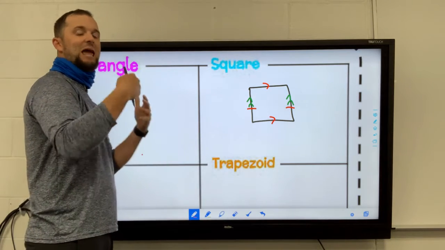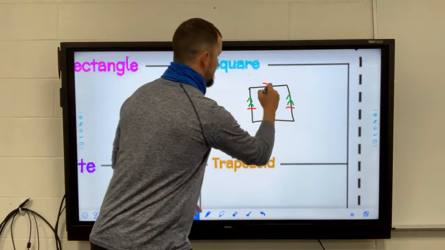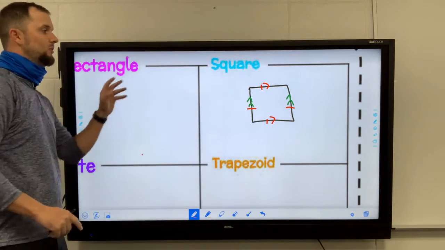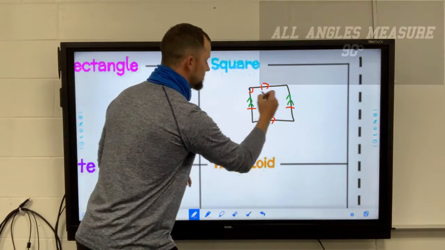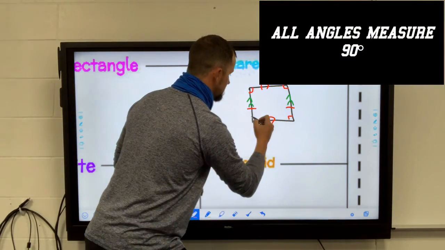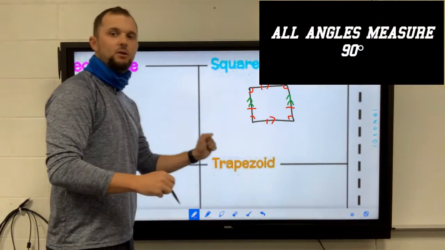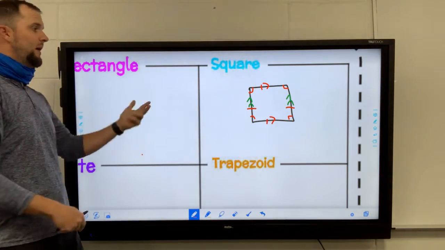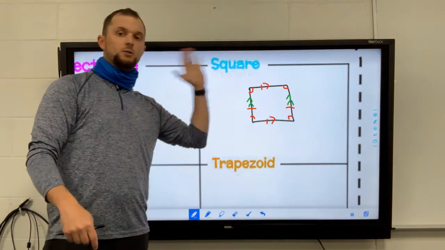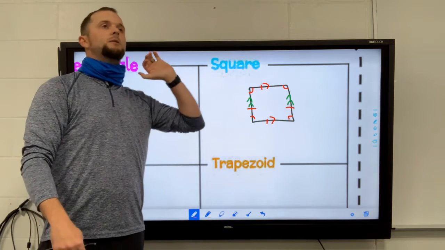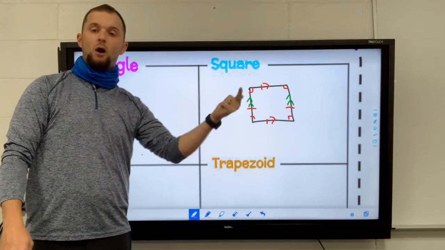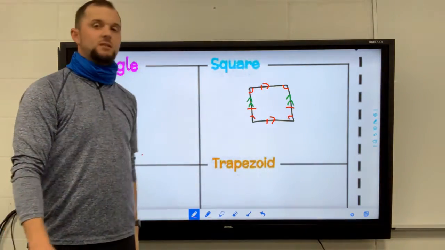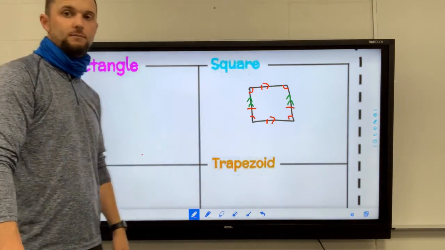So that makes it a rhombus as well. This side is congruent to this side as well. And the reason it's also a rectangle is because all of the angles are 90 degrees. So it's actually a combination of a rectangle, a parallelogram, and a rhombus. All those are combined to make a square, because all of that is true whenever you're talking about a square.